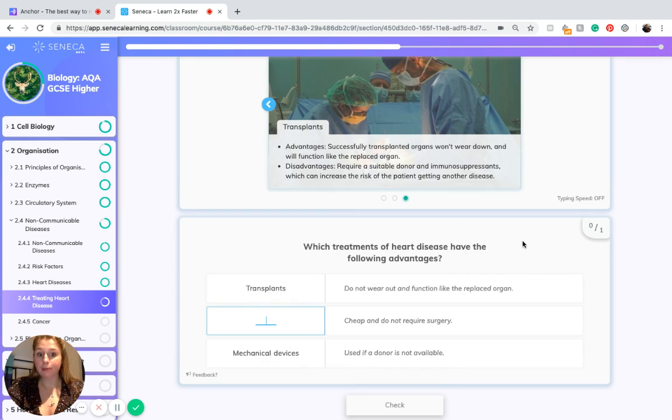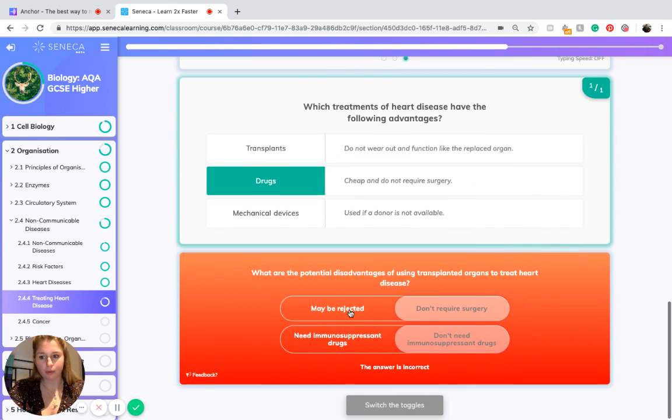So let's just recap on these, the different treatments and their advantages. We know that transplants don't wear out and function like the replaced organ. Drugs are cheap and do not require surgery. And mechanical devices are used if a donor is not available.